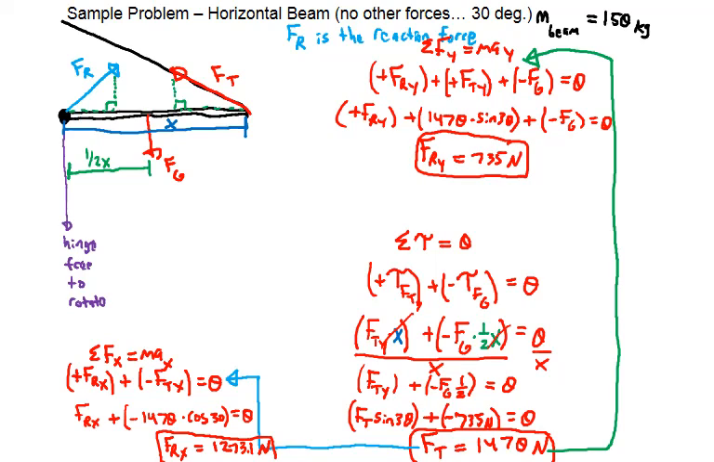So now that we know the reaction force in the x and y, we can use the Pythagorean theorem, set up our coordinate axis, 1273.1 newtons in the x, and then 735 in the y.